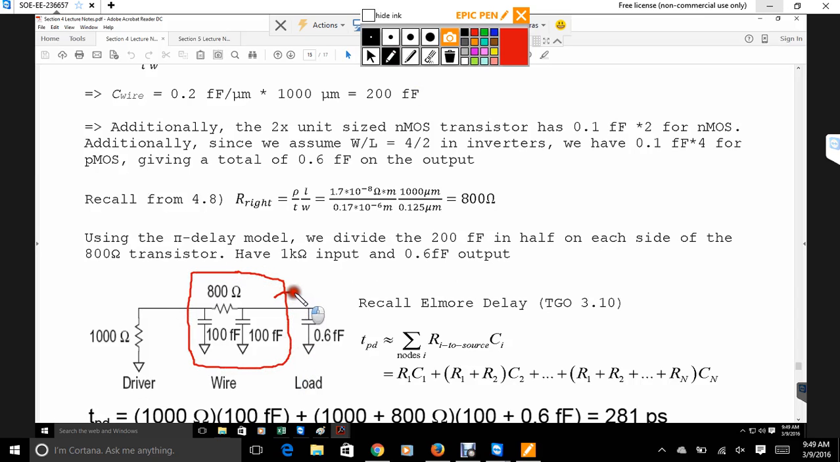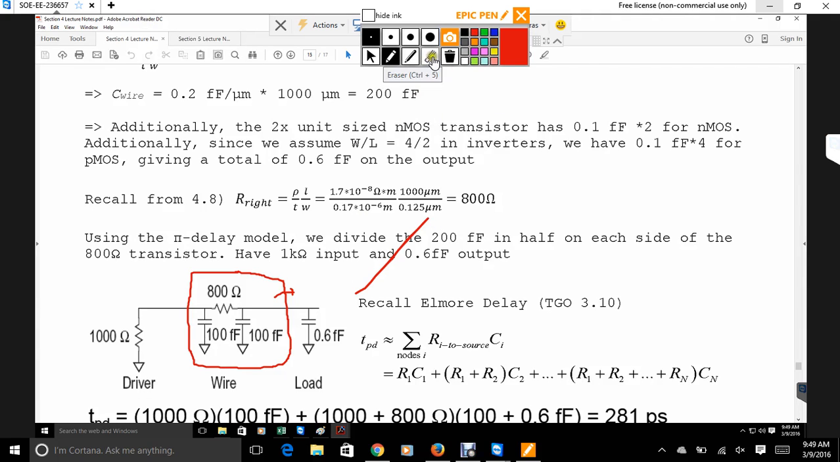And then we're driving a load capacitance. So we know that it's 1 for a unit inverter. The input for the NMOS is 0.1 femtofarads. We multiply that by 2 because it's a 2 times unit inverter on the output. So that drives the NMOS. Recall that the PMOS is 2 to 1. In that case, it's 4 to 2, so you have to multiply 0.1 by 4. That gives us 0.6 total femtofarads.